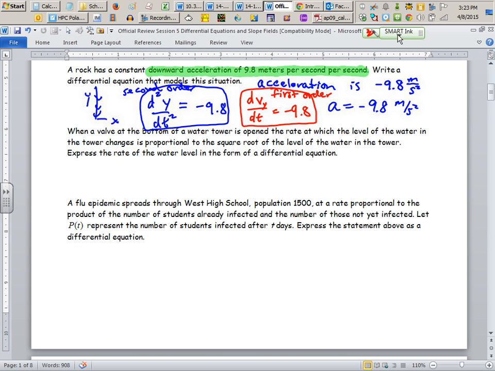When a valve at the bottom of a water tower is opened at a rate, the rate at which the water level changes is proportional to the square root of the level of water in the tower. Express the rate of the water level as a differential equation. I think you're going to have one of those something dt equals k times something here. Right?